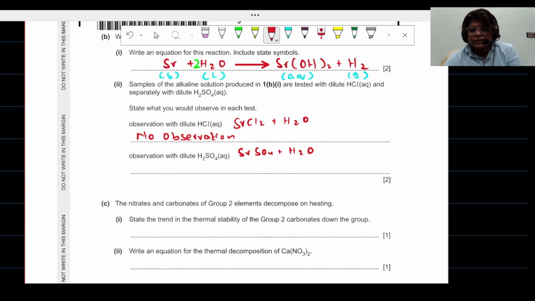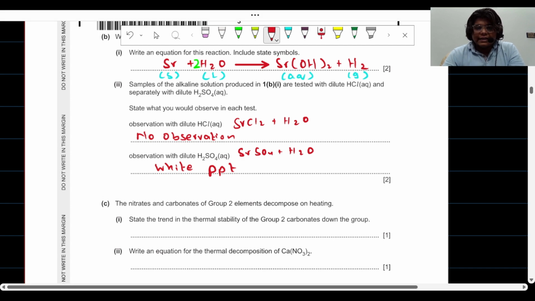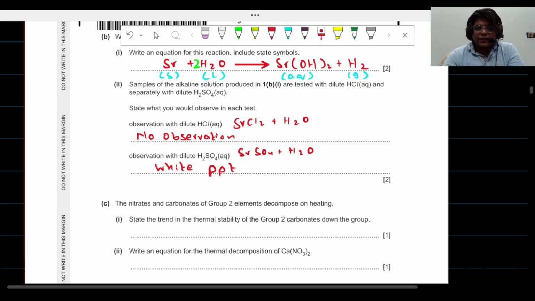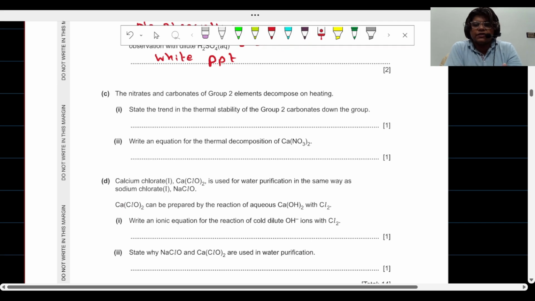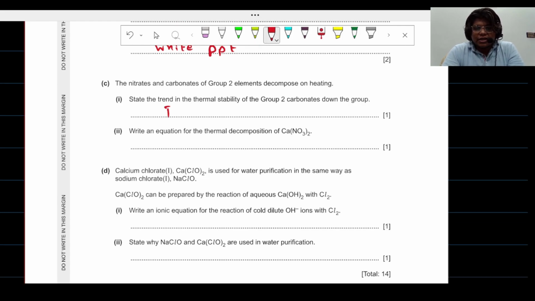But in this case, the salt produced, which is strontium sulfate, is insoluble because the solubility of sulfates decreases down the group, right? So it would be a white precipitate. We will see a white precipitate, you can write it as white ppt, right? So yeah. Then it says in part C that the nitrates and carbonates of group 2 elements decompose on heating. Illustrate the trend in the thermal stability of the group 2 carbonates down the group. So the trend is that the thermal stability increases.